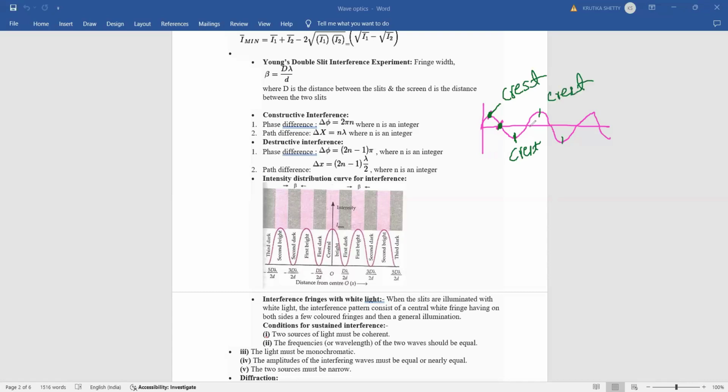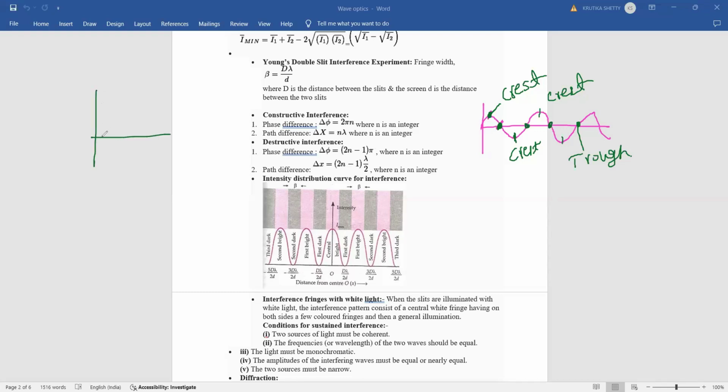And here, at the bottom, we have what is called the trough. This is called what? Trough. Yes. If you know this, then you will understand what constructive interference is and what destructive interference is. Is it clear what is crest and what is trough?